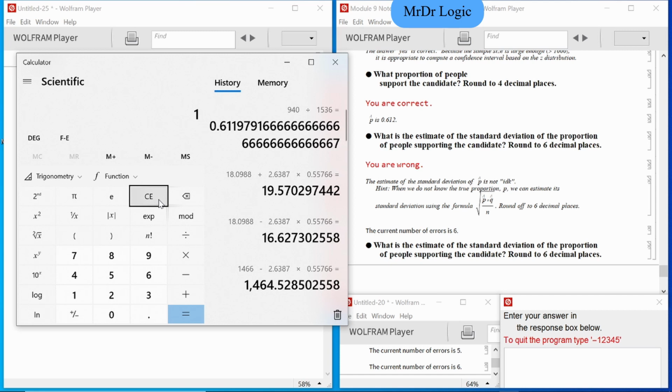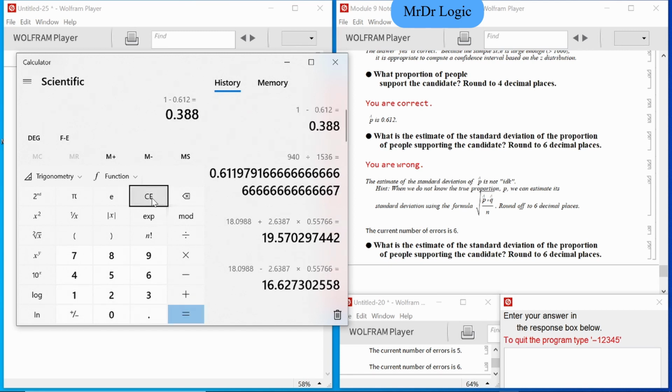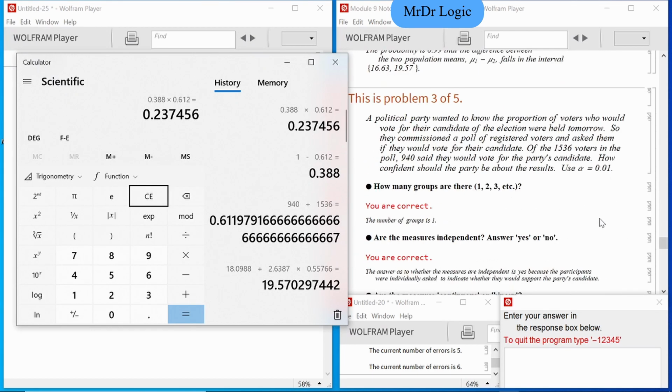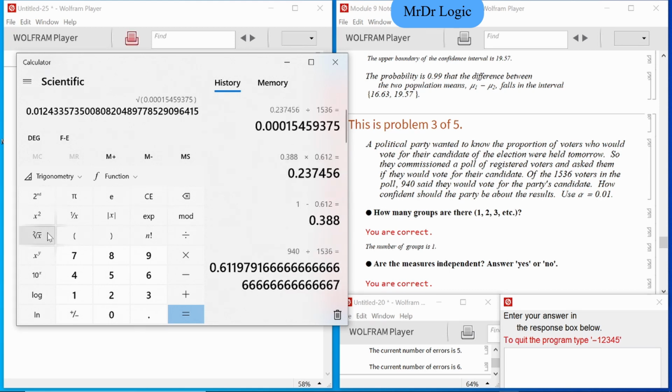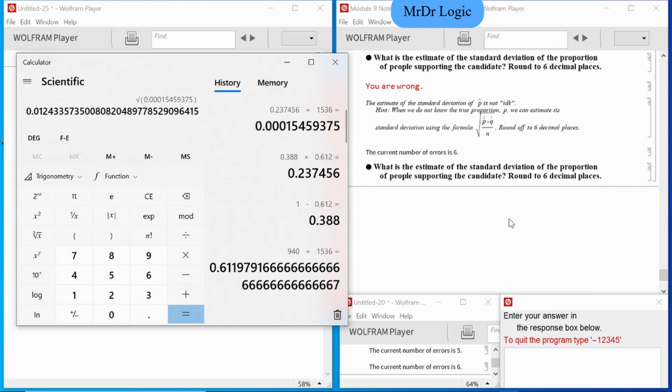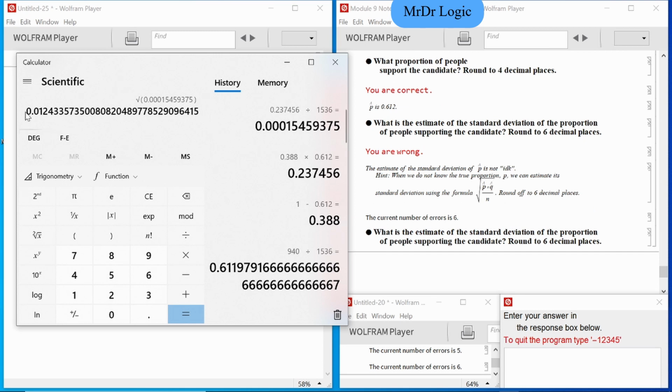1 minus 0.612. So it's that 0.388 times 0.612 divided by 1536, square root. So that's the sample. That's going to have to be brought up to the 4. What the heck?